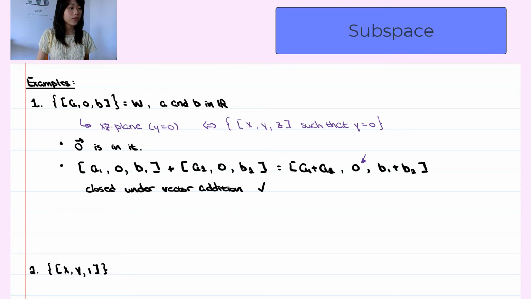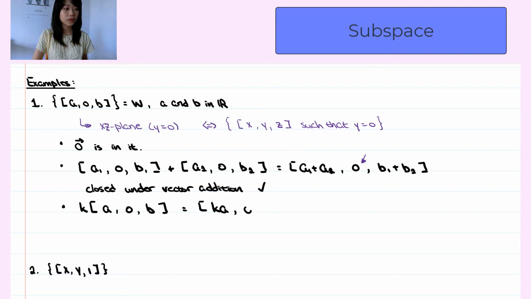Now let's check the third condition. Is the subset closed under scalar multiplication? So let's take any scalar in R, K, and multiply with a vector in the subset, for example, A, 0, and B. Then the result is K times A, and K times 0 is still 0, then K times B.